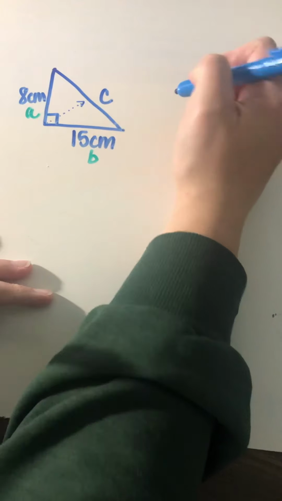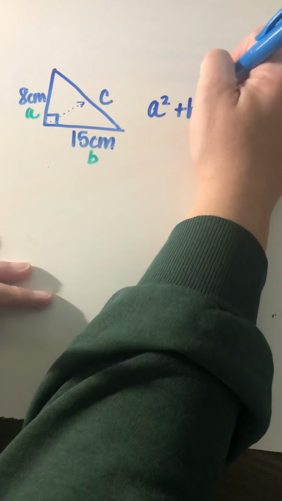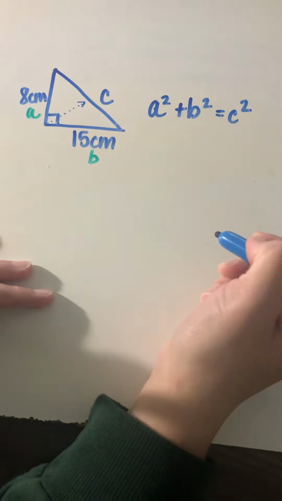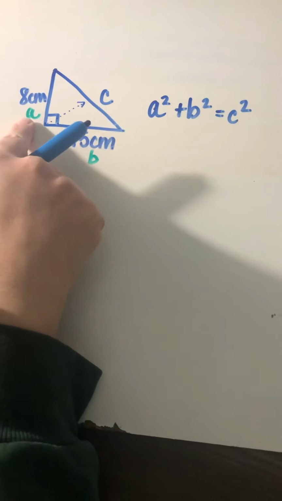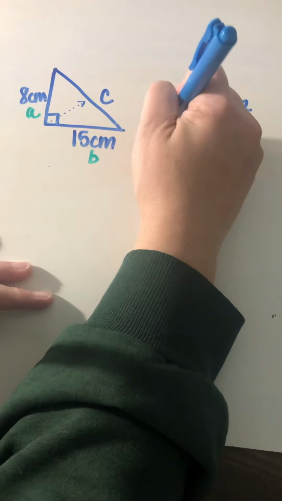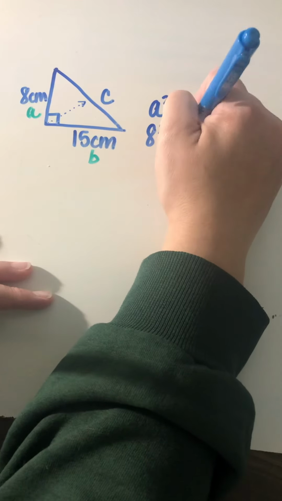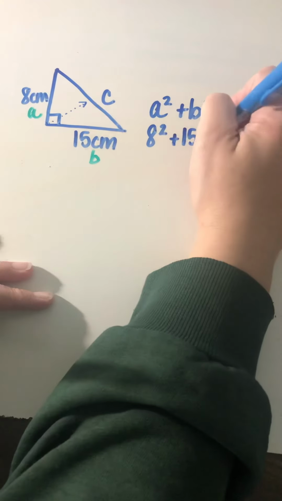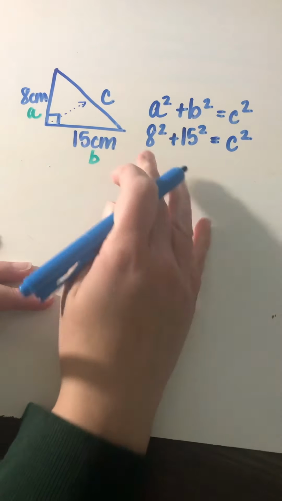So we're going to start off with our formula. A squared plus B squared equals C squared. Then you're going to plug in your numbers for the letters. So A on my triangle is 8, so we have 8 squared. B on my triangle is 15, so I have 15 squared. And C is what I'm trying to find, so we're going to leave that alone.